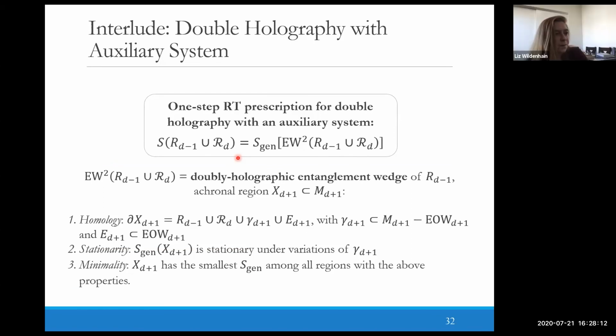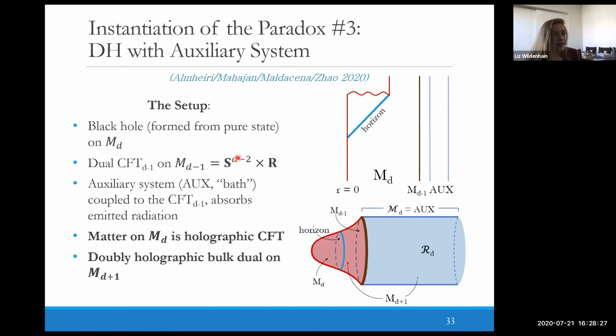Okay, so once we have the doubly holographic RT prescription with an auxiliary system, we can apply it to the third scenario that I mentioned. So the setup is very similar to the second example, except, like I said, now we assume that the matter in the D-dimensional theory is a holographic CFT, so we can add this additional level of holography.